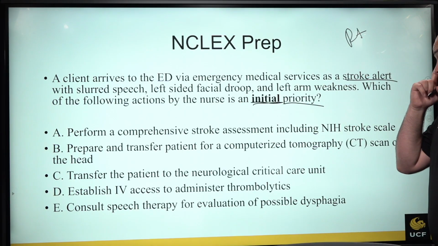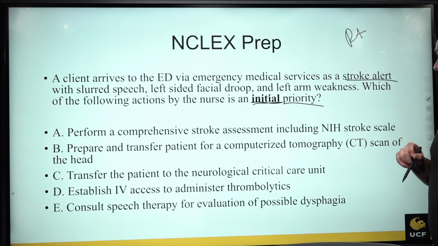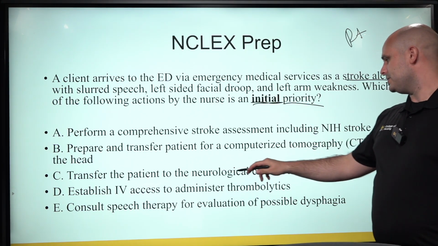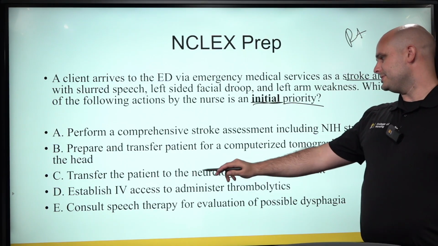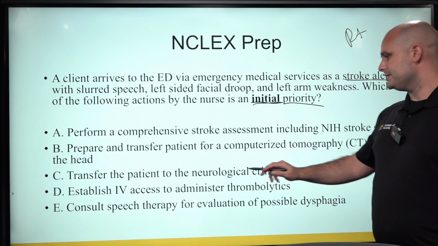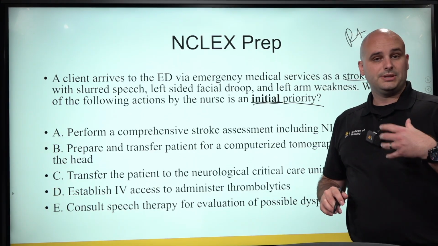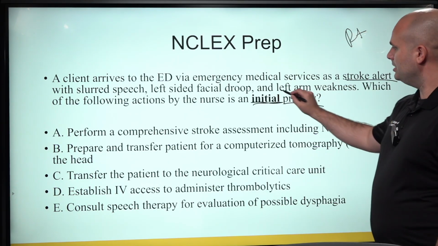Okay. Perform a comprehensive stroke assessment, including the NIH stroke scale. Prepare the transfer of the patient for a CT scan of the head. Transfer the patient to neurocritical care. Establish IV access to administer thrombolytics. Consult speech therapy for evaluation. All of those are good, plausible things that we're going to do.